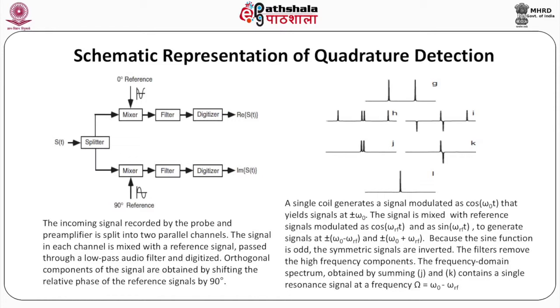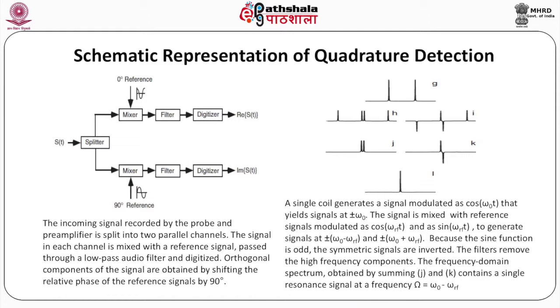There is a signal S(t) which is sent to the splitter. This signal is coming from the preamplifier, and here the signal is mixed with reference frequencies. 0 degree means cosine modulated and 90 degree means sine modulated. Then the signal is filtered and then digitized, and this is the real signal with cosine modulation, whereas when the 90 degree reference is added, the signal is called the imaginary signal.